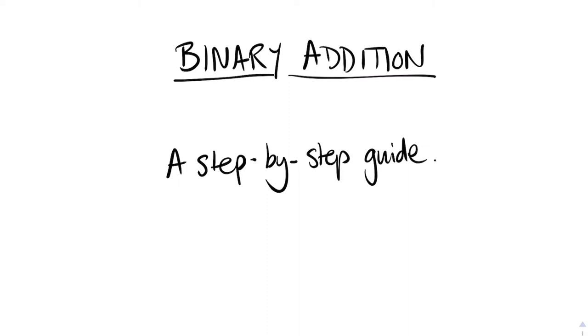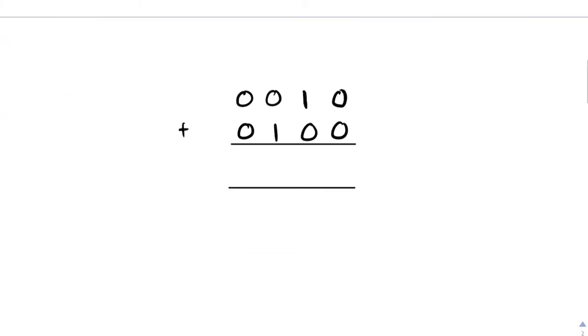Welcome to this step-by-step guide to binary addition. Now we're going to get started by going through some fairly basic exercises just to start with. So the first one is that we're going to add up 0, 1, 0, 0, which is 2, with 0, 1, 0, 0, which is 4. So as we all know, 2 plus 4 should give us the answer 6. So let's have a go at this.